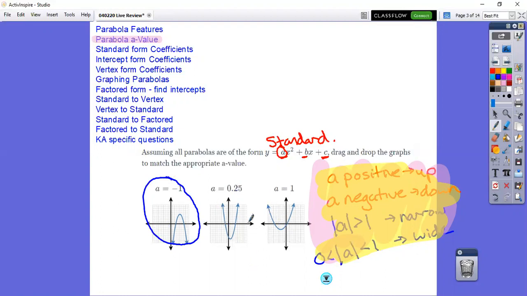It has nothing to do with the vertex, where this point is or this point is. It has nothing to do with the x-intercepts, where these two points are. It has nothing to do with the y-intercept. It's all about the concavity and how big or how small this is. So since this value is between 0 and 1, it's going to be a wide graph. This one is going to go here, and then that leaves the one right here. So that's based on your parabola's a values.